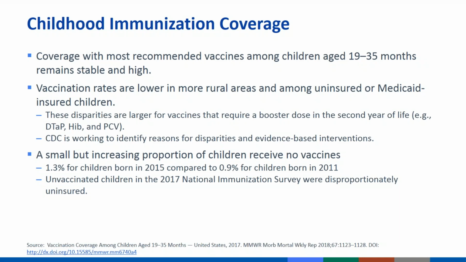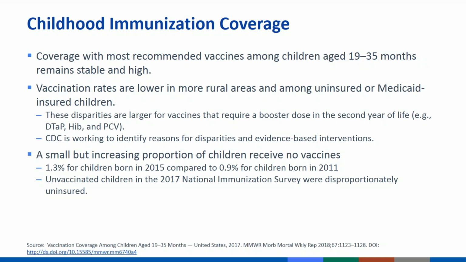When we look at our most recent data from 2017, for example, we see that vaccination rates are lower in more rural areas and among uninsured or Medicaid-insured children. And these disparities are really larger for vaccines that require a booster dose in that second year of life. So, for example, DTaP, Hib, and PCV. And CDC is working to identify reasons for these disparities and evidence-based interventions that could be applied. But this is a disparity that we have started to see in these children.